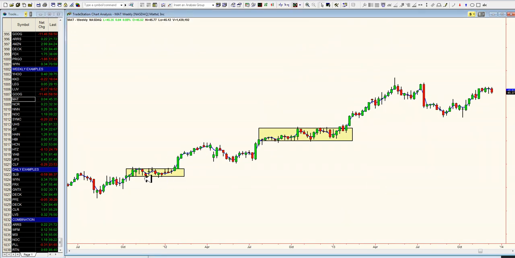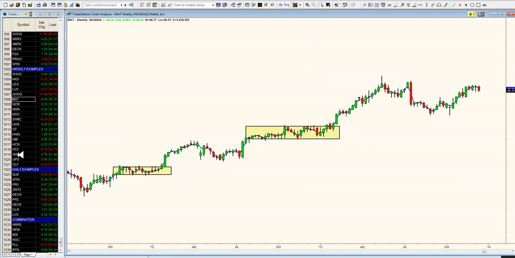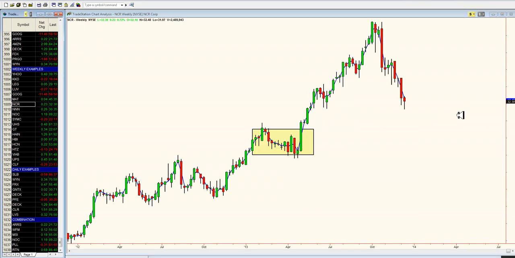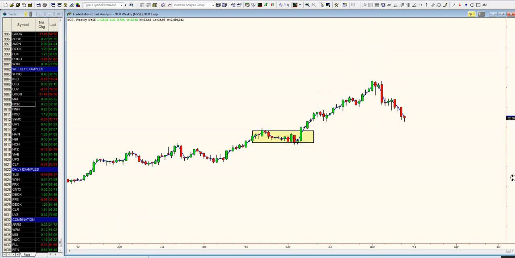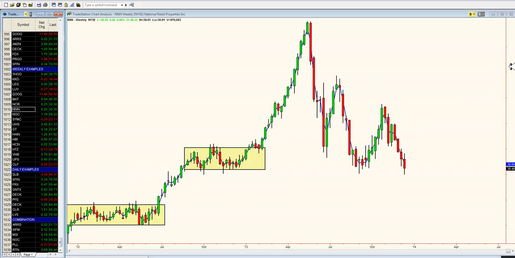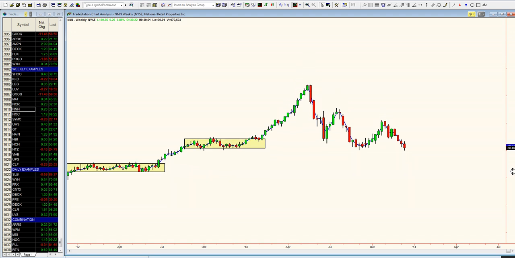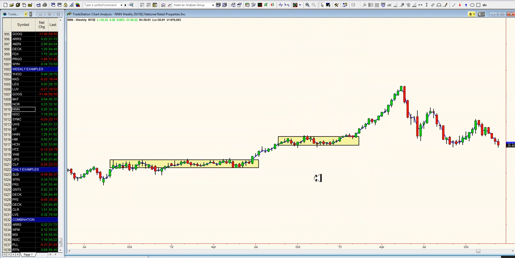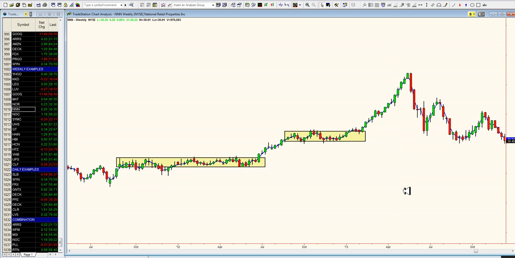And MAT, here's an example of MAT breaking out a couple of times in a box, went sideways, then broke higher again, continued to run in that trend. NCR, another good one that really consolidated all of 2012, broke out a little bit, came back to early part of 2013, then broke out nicely and ran. And again, these are weekly charts, and you'll find that you'll get a lot of opportunities on the daily chart to follow these breakouts and trade them off the daily chart. And I have signals for those, which we'll see in just a moment also.